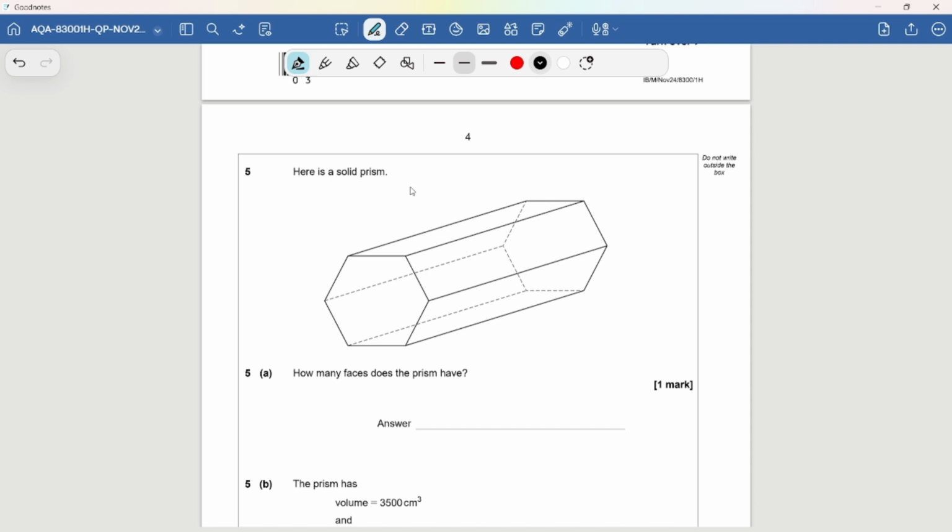Here is a solid prism. How many faces does the prism have? We see the base of this prism is a hexagon. It has got 6 sides. So for these 6 sides, there will be 6 faces. And plus these two bases, the bottom and the top, are added to get a total of 8 faces for this prism.